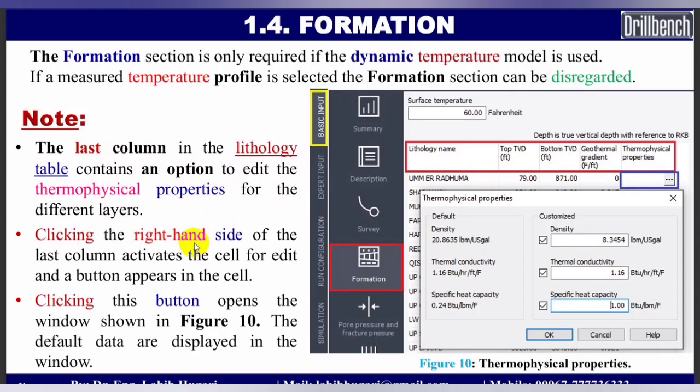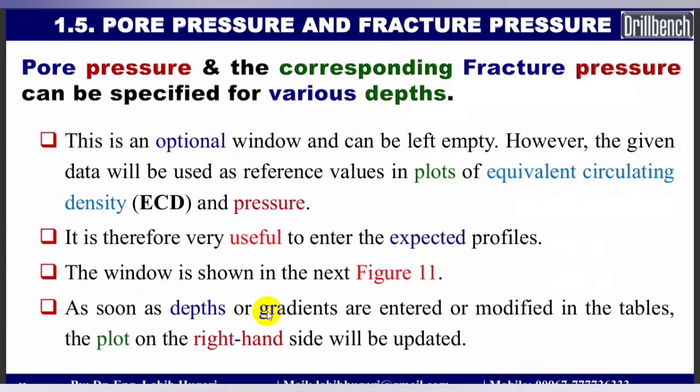Clicking on the right-hand side of the last column activates the cell for edit, and a button appears in the cell. If you click this one, with the three dots, you can see the thermophysical properties editing, and you can enter your customized density, thermal conductivity and specific heat capacity. Clicking the button opens the window shown in figure 9.